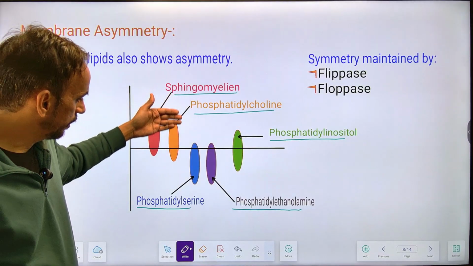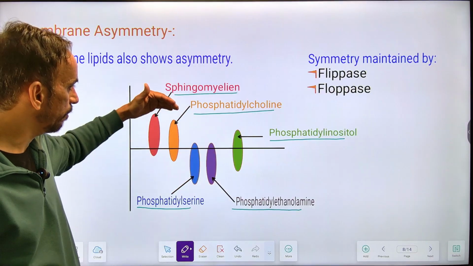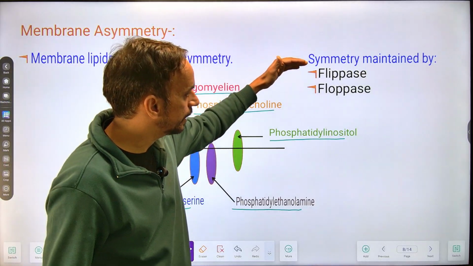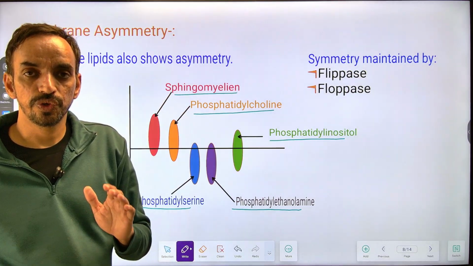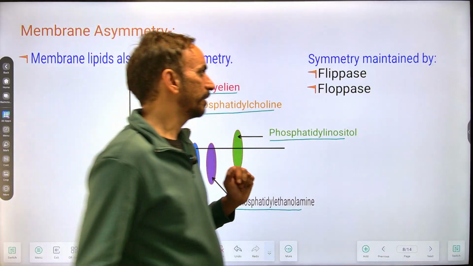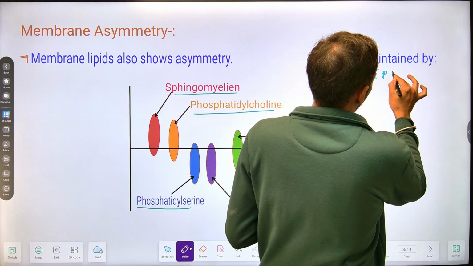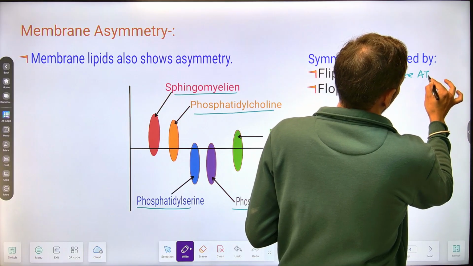So membranes के lipid हैं, ये भी asymmetry show करते हैं. Some of the lipid they remain present over the outer, some remain present over the inner face, and this asymmetry is maintained by two transporters. One is called as flippase, other is called as floppase. The flippase, it is the P type ATPase.